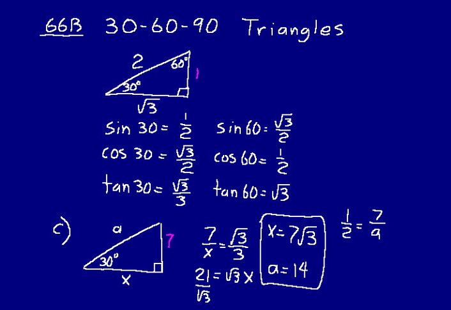Memorize the ratios, and either way you should memorize these ratios because eventually it will make your problems a lot quicker to do. Memorize the ratios for sine, cosine and tangent of the 30 and 60 degree angles of a 30, 60, 90 triangle. Okay, well that's all for lesson 66.